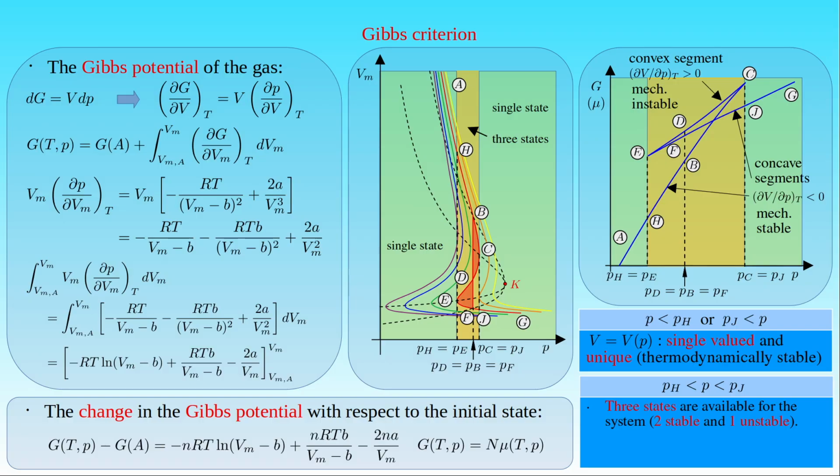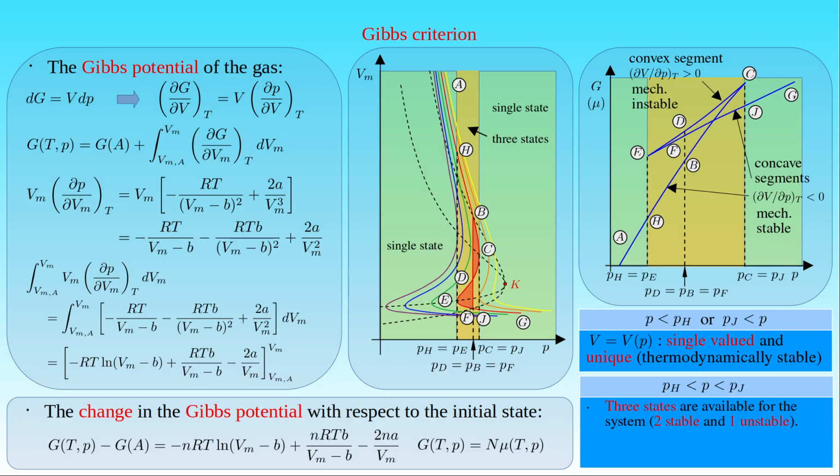They have parts where the system has thermodynamic stability, such as the part of the first segment for pressures less than pH in the green region, and the part of the third segment for pressures greater than pJ in the other green region. In the orange region, both the first and the third segments are thermodynamically unstable. Any state on the convex segment, for example the state D, is unstable, but the Gibbs potential has local minima for the corresponding states B and F at the same pressure on the concave segments.